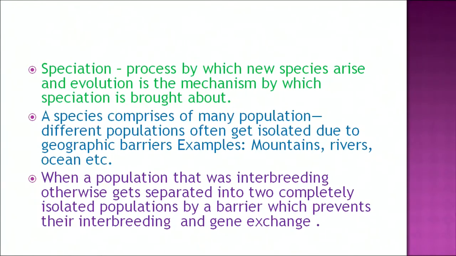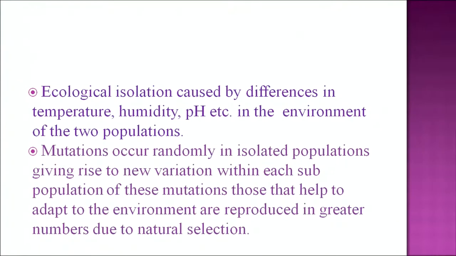A species comprises many populations. Different populations often get isolated due to geographic barriers, for example mountains, rivers, oceans, etc. This happens when a population that was otherwise interbreeding gets separated into two completely isolated populations by a barrier which prevents their interbreeding and gene exchange. Ecological isolation is caused by differences in temperature, humidity, pH, etc. in the environment of the two populations.